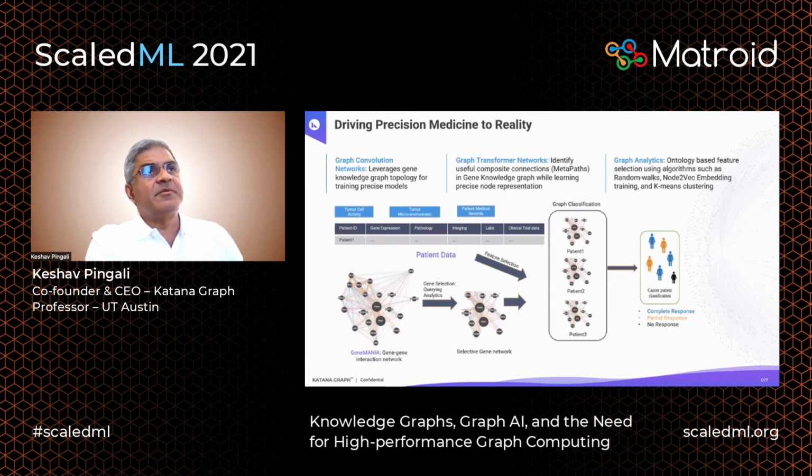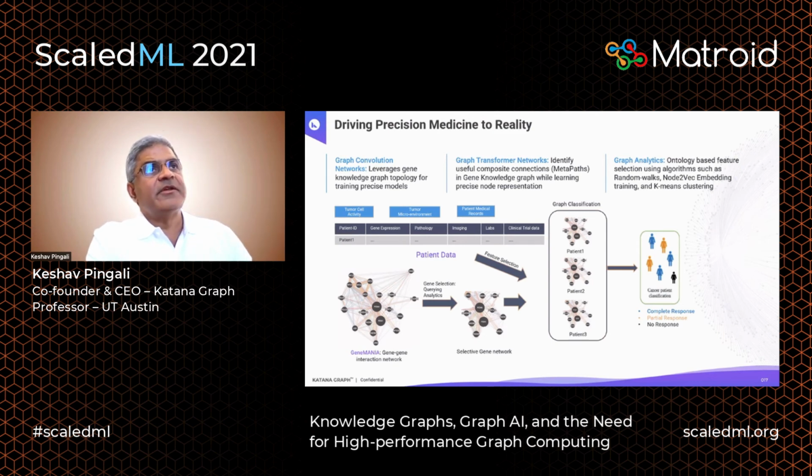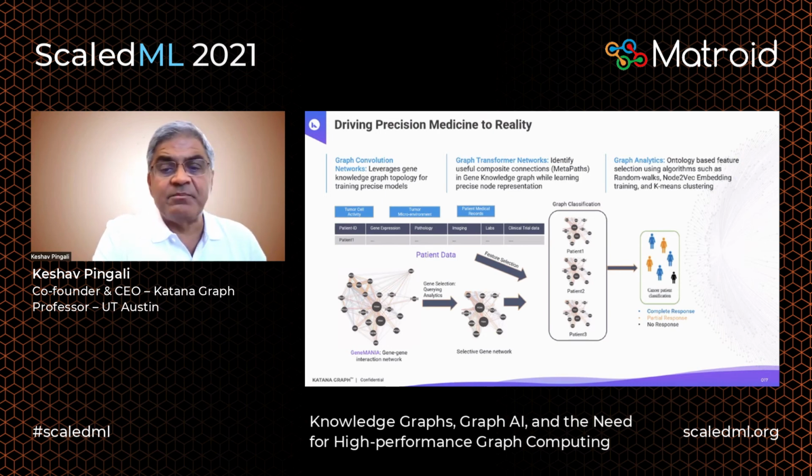And then each patient is also labeled with whether there was a complete response, partial response, or no response for the treatment of interest. So that's the training data. What we do is we take all the information about the patient that we know and basically construct a graph that represents the data that's known about that patient. And then this graph now has the label for that patient.